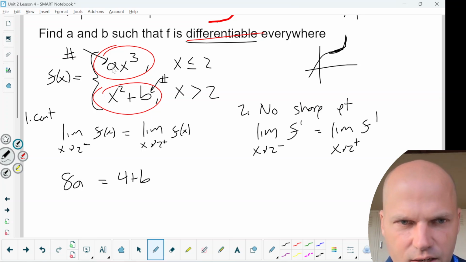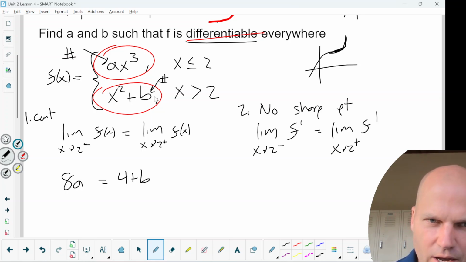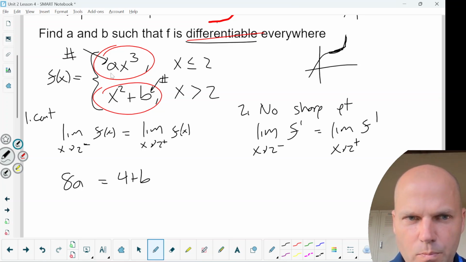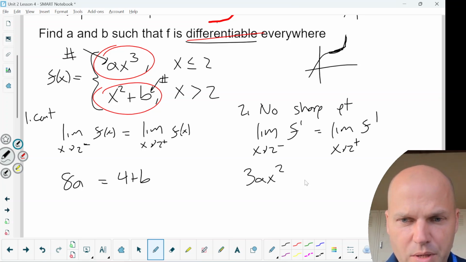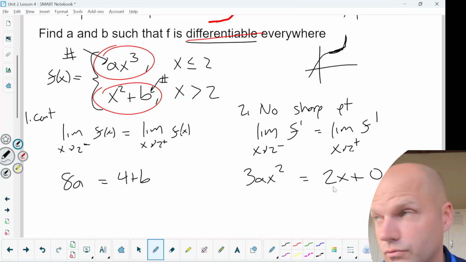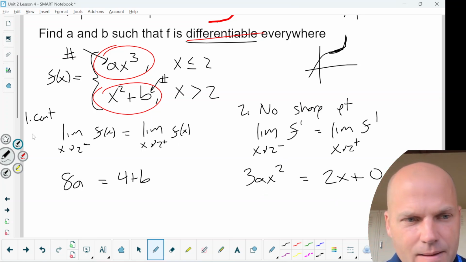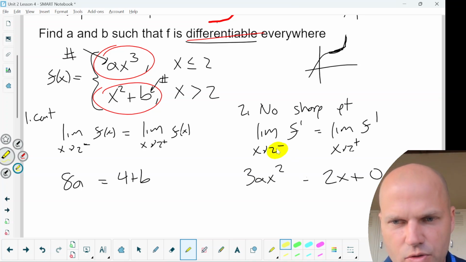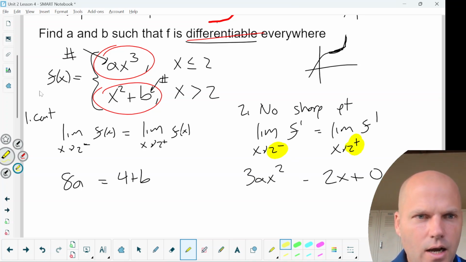This is a good thing to think about. Remember, constants stick around unless they're by themselves. So the slope of ax cubed is 3ax squared. The slope of x squared plus b is 2x plus 0. b's slope is 0 because b is a constant. Now this is the slope for the left at x. This is the slope to the right of 2 at x. I am looking at a specific x value, so I'm not really done yet.